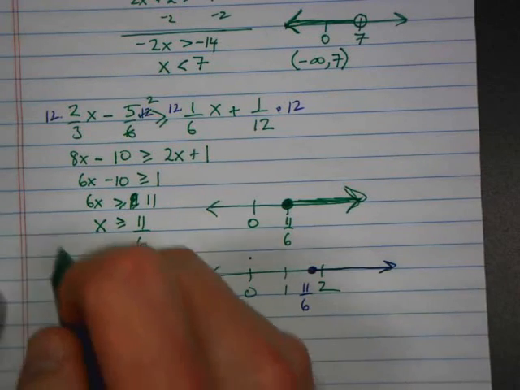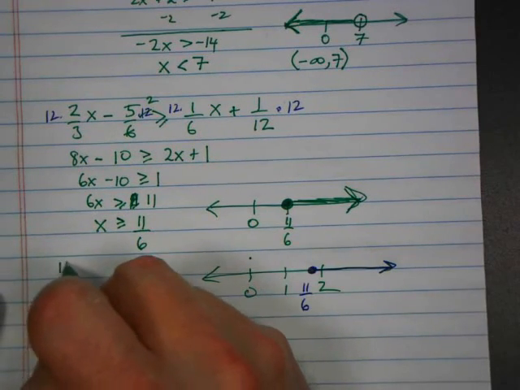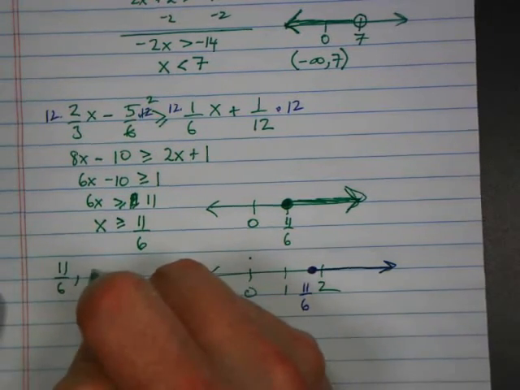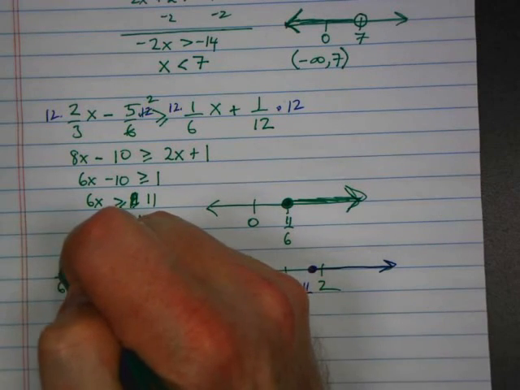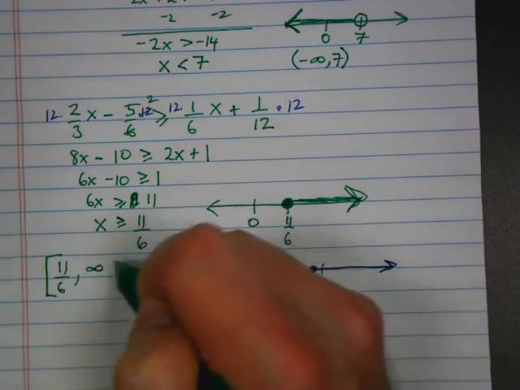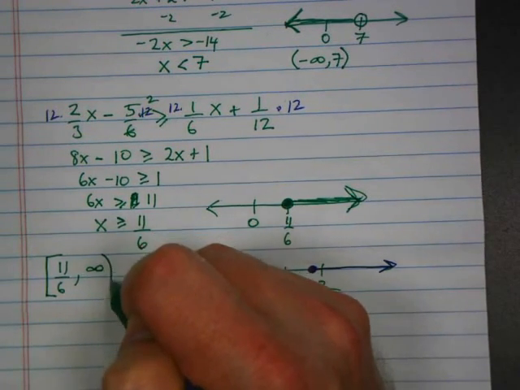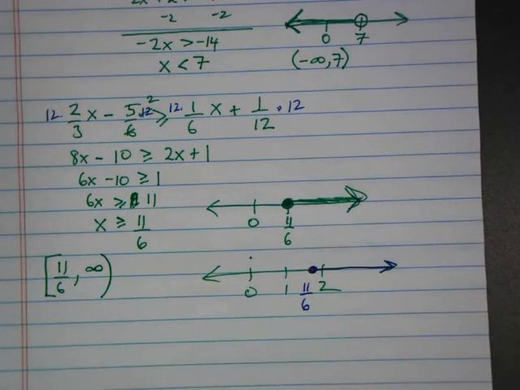All right, how about as an interval? What number goes on the left? 11 over 6. What goes on the right? Infinity. Tell me about brackets. Square bracket on the left. How about on the right? Round. Infinity always gets a round one. Why did the 11/6 get a square one? Because it had the equal to.